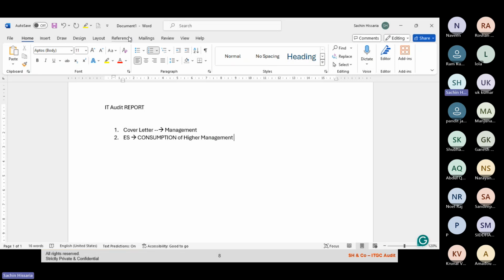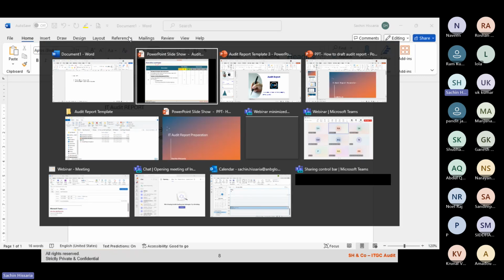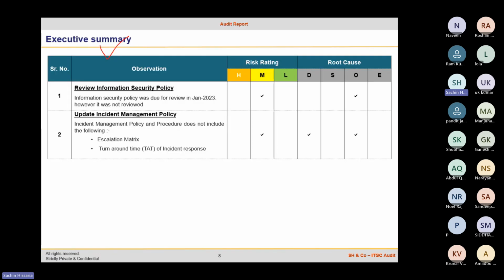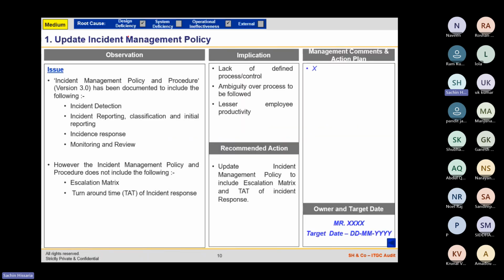Okay, so what we do as an auditor, we prepare an executive summary where we write the crux of the finding, trying to write the finding in a summarized manner so that higher management can read it and understand the finding. What was that finding? This is what the executive summary is. Okay. And then your detailed observation will come into the picture.